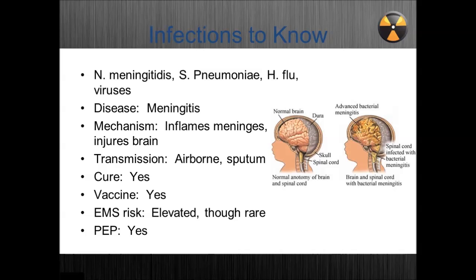All right. Another one is meningitis. These can be caused by strep pneumonia, flu, or Neisseria, and it's pretty serious. It's an infection of the membrane that surrounds the brain, and it can be lethal. Causes severe headache, and it can be transmitted airborne by breathing or by sputum. We do have antibiotics. We can treat it if we catch it early. And if you are exposed, we do have medicine to prevent you from getting the infection yourself.